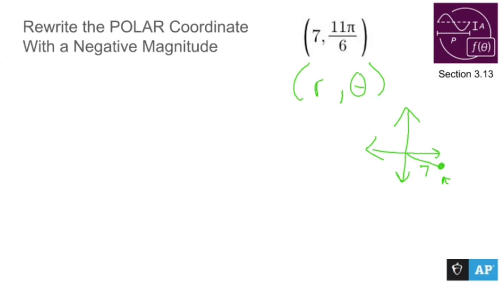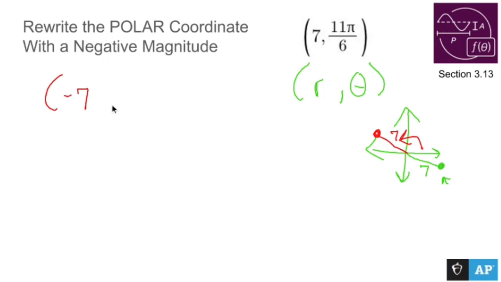Well, a negative magnitude, if I were to take this same exact guy and make this negative 7, what I would do is I would still spin it around to 11 pi over 6, but I would go in the complete opposite direction, that way 7 units. Okay. Now, if negative 7 has me going in the exact opposite direction, that's a change of 180 degrees, or pi radians.